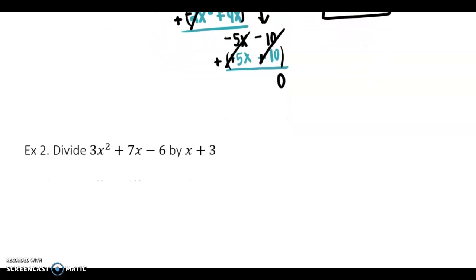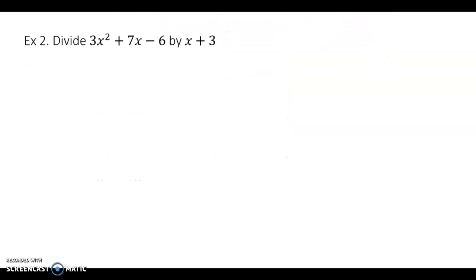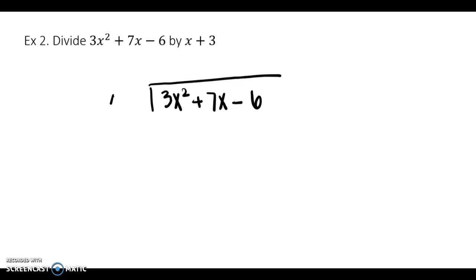Alright, so let's try one more, or a couple more. So let's go ahead and do this one. 3x squared plus 7x minus 6, divided by x plus 3. And again, do the same thing. So what do you need to multiply x by to get 3x squared? That's going to be 3x. And then you're going to multiply the 3x times your x plus 3. You could also do that on the side if you wanted to.